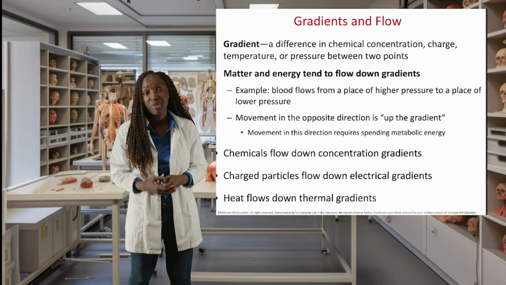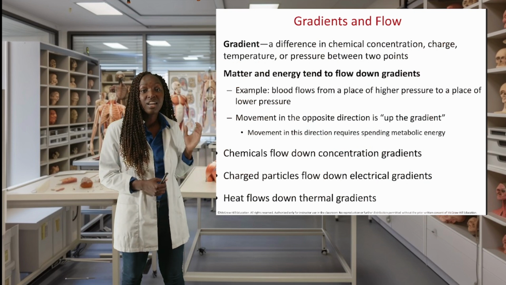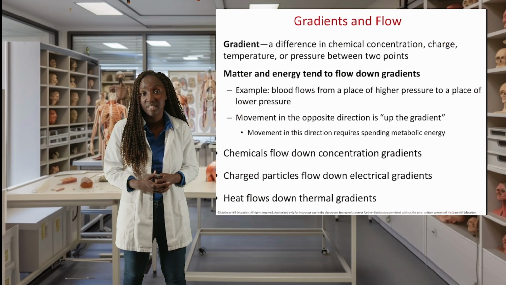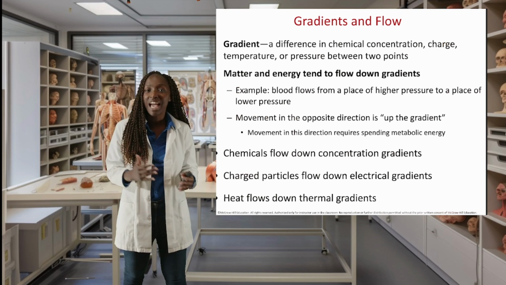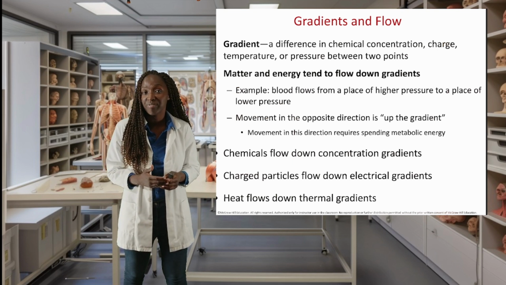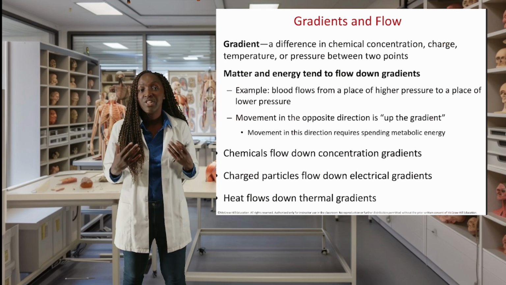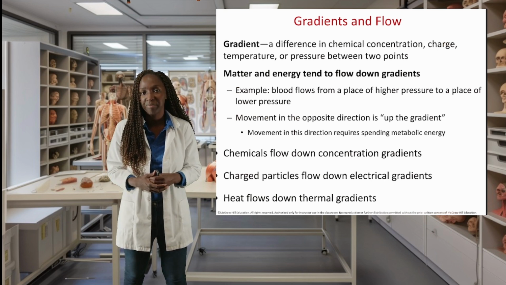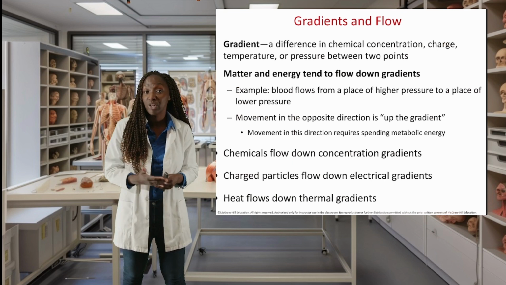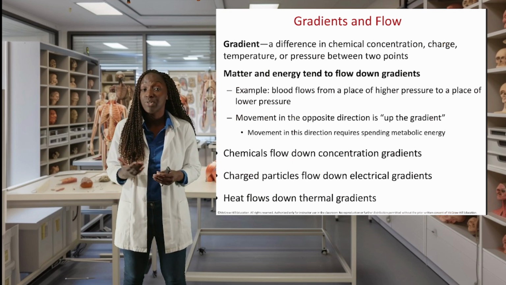There's a couple of terms that we need to talk about when it comes to gradients and flow. A gradient is a difference in chemical concentration, charge, temperature, or pressure between 2 points. Matter and energy tend to flow down these gradients. For example, your blood flows from a place of higher pressure to a place of lower pressure. If we have any movement in the opposite direction, we call that going up the gradient, and this requires the spending of metabolic energy. There are different kinds of gradients. We have chemicals that flow down concentration gradients, charged particles that flow down electrical gradients, and heat flows down thermal gradients.